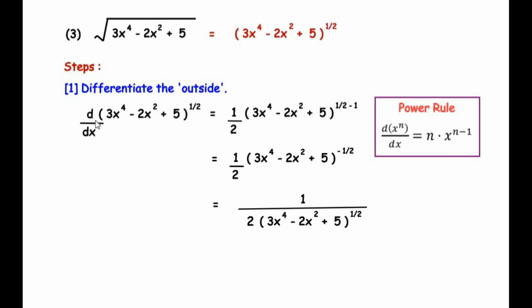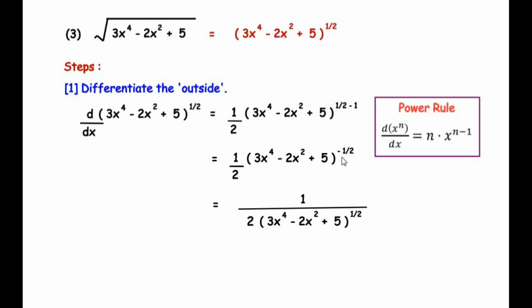So here we have written d by dx of the given function is equal to, now applying the power rule, the power comes down, so we can see 1 over 2 times, now the bracket term 3x to the power of 4 minus 2x squared plus 5, now the power of this term reduces by 1. So here we get 1 over 2 minus 1. Now simplifying this, we get 1 over 2 times the given function. Now the power becomes 1 over 2 minus 1, giving us minus 1 over 2.